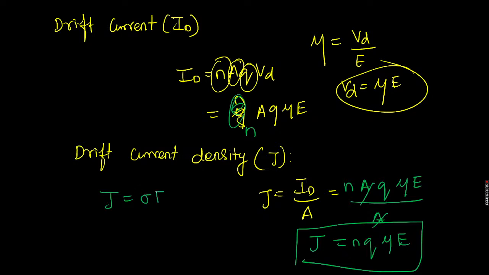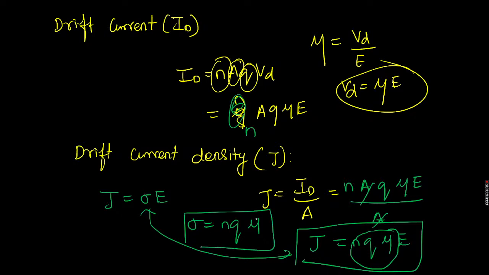So J is equal to sigma into E. If you just compare this formula with this formula, what are you getting? See there, J equal to sigma into E. So what it denotes clearly, sigma equal to N Q mu. Yes, sir. So from this, what we are getting here, clearly this is conductivity. Sigma denotes the conductivity. Sigma is called conductivity. So conductivity will be defined as NQ mu.